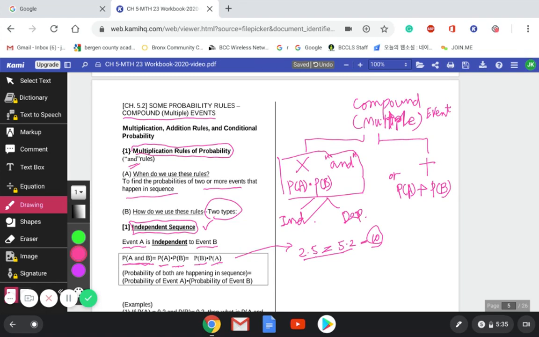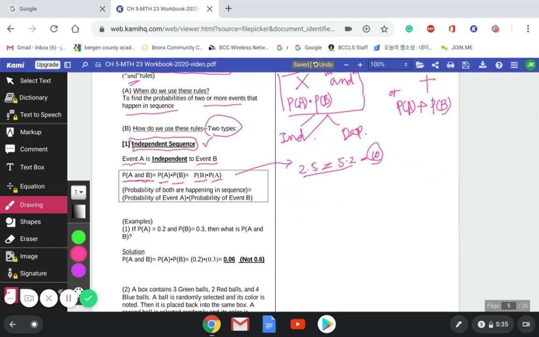Okay. So if we know two events are independent, then all you have to do is multiply them. So for example, if the probability of event A happening is 0.2 and the probability of event B happening is 0.3, then what is the probability of A and B happening? So A and B means both are happening, sequentially or almost the same time. Then you multiply these two, so 0.2 times 0.3 is 0.06.